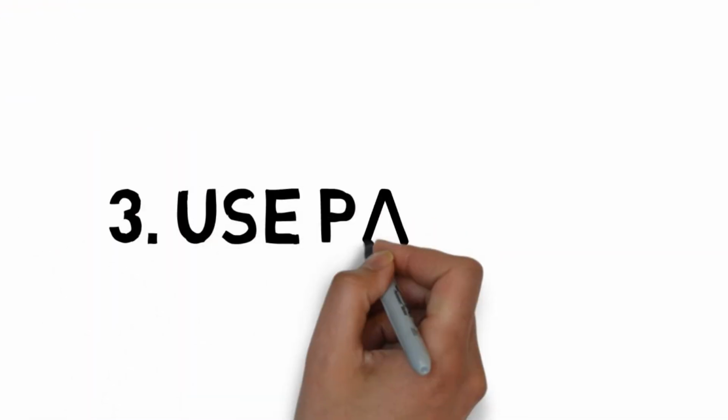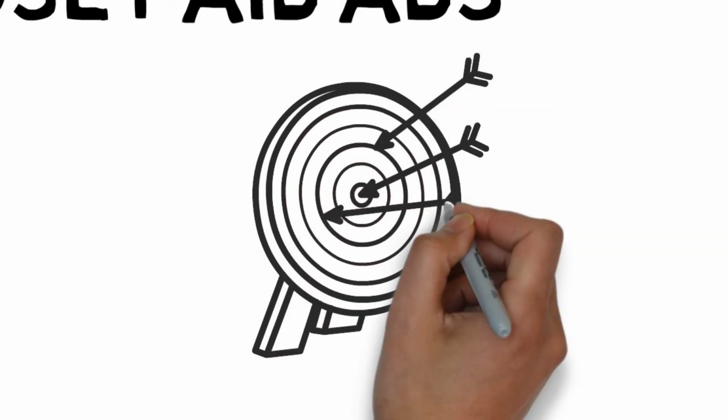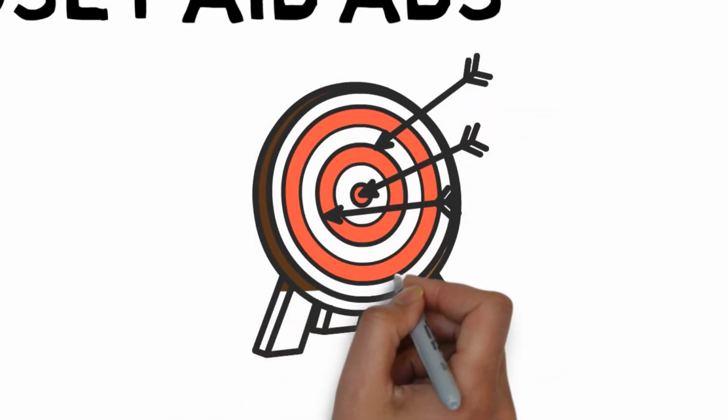3. Use paid ads. Sometimes you have to spend money to make money. You can target people that like the official page of Snapchat on Facebook. There are other groups and pages from Snapchat fans as well.